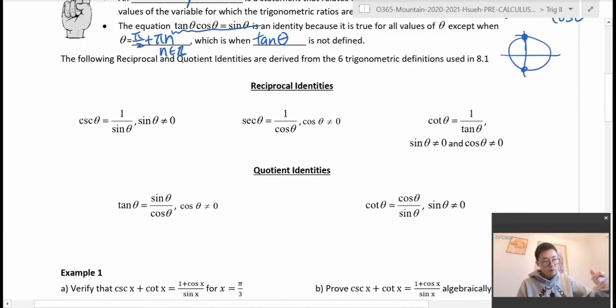Okay, so here are the identities we'll be looking at today. So again, reciprocal identities are simply secant, cosecant, and cotangent. The quotient identities are tangent theta and cotangent theta.